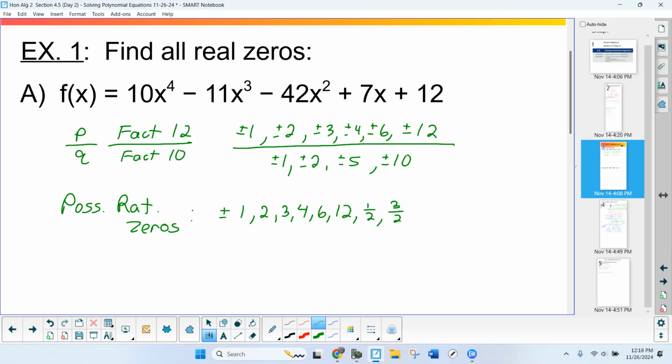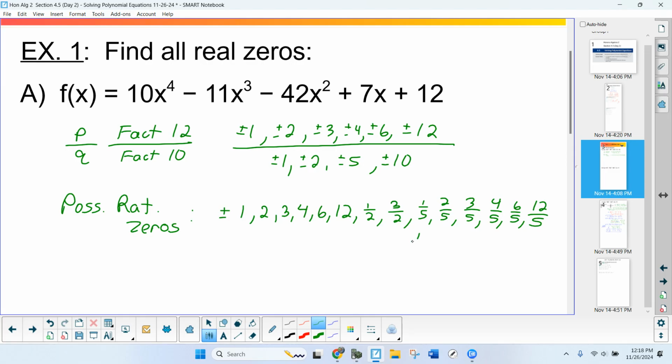Now I got to put them all over 5. So now I have 1 over 5, 2 over 5, 3 over 5, 4 over 5, 6 over 5, and 12 over 5. None of those reduce. Now I put them all over 10.